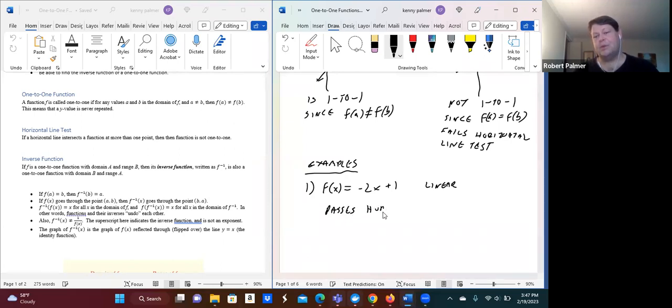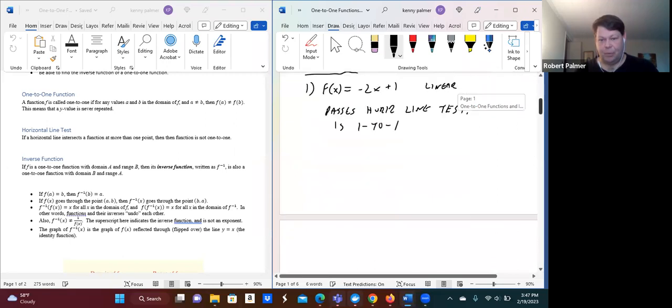So it passes the horizontal line test. Okay, and so it is 1 to 1. All right, now what about another one? Let's do a couple that are similar. So this time let's do this.